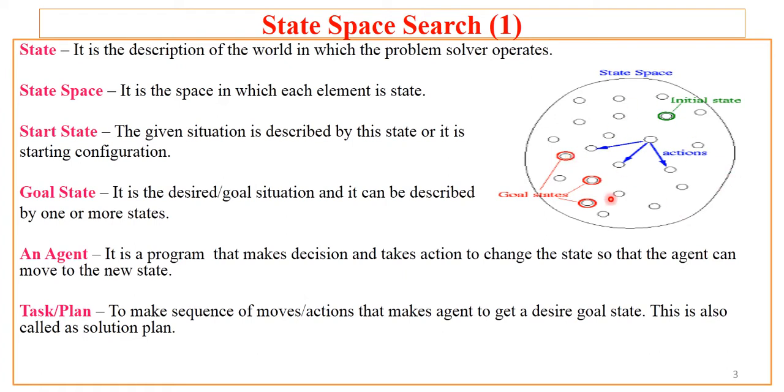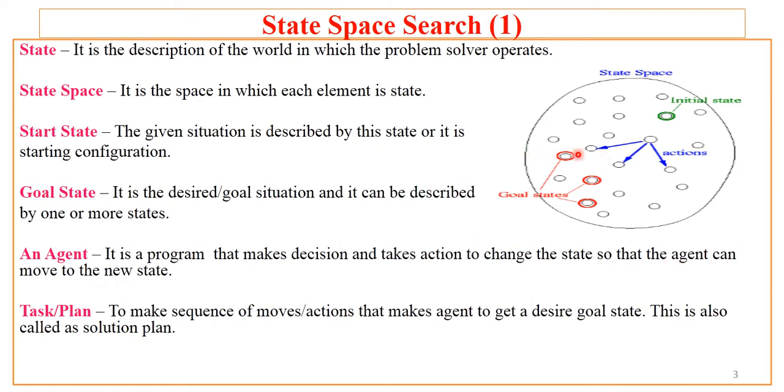We'll make this clearer while dealing with the examples under state space search. For now we have to just remember that a goal state can be one or more than one state. What is an agent? An agent is a program which is nothing but the problem solver. We call that program an agent that makes decisions and takes action to change the state so that the agent can move to the new state.